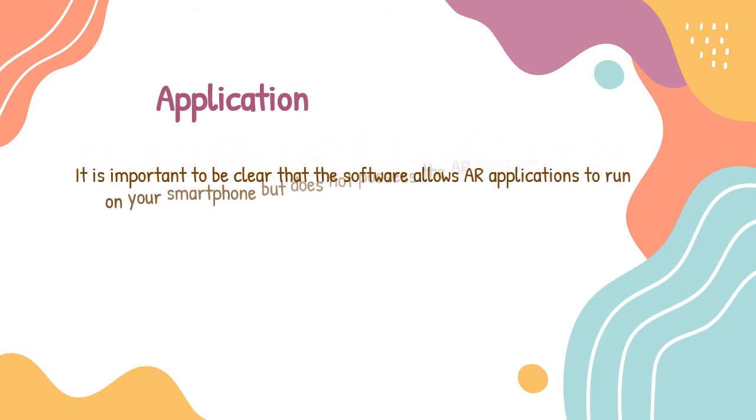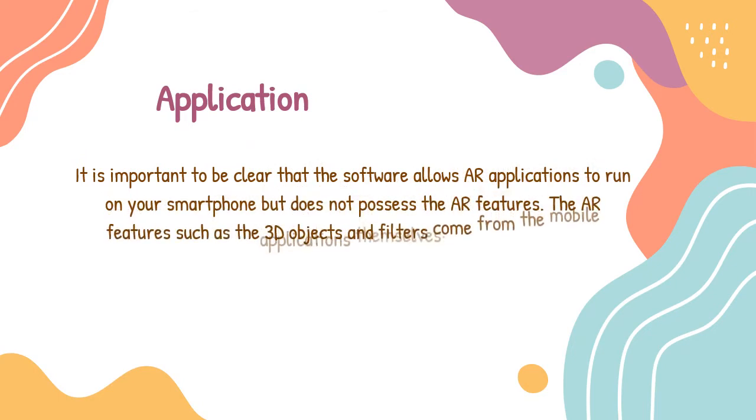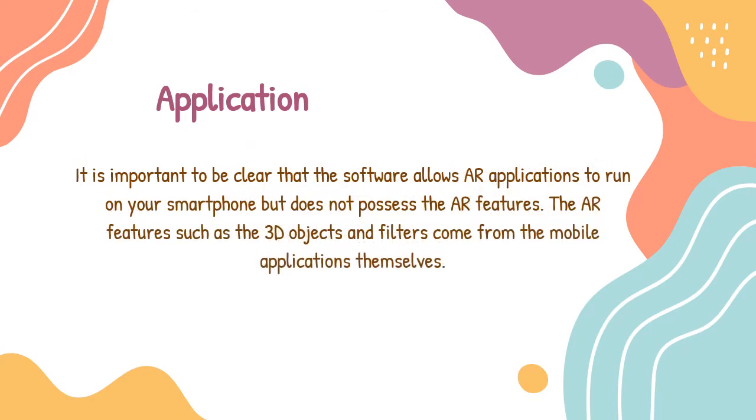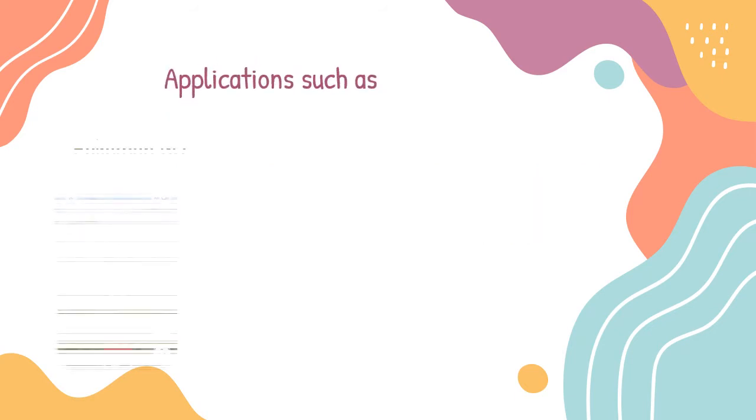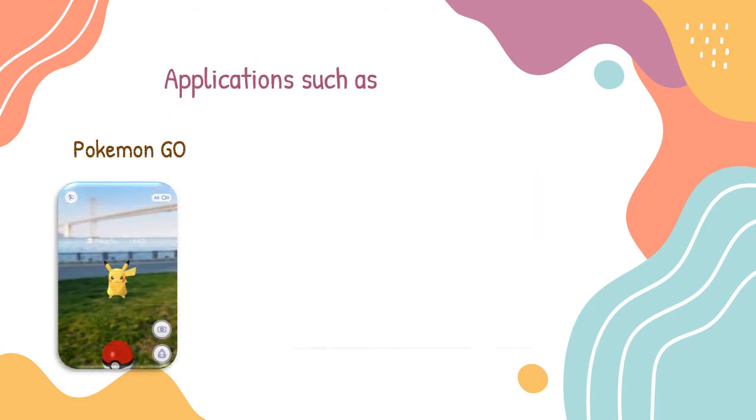Third component is application. It is important to be clear that the software allows AR applications to run on your smartphone, but doesn't provide the AR features. The AR features such as 3D objects and filters come from the mobile applications themselves. Applications such as Pokemon Go, Instagram.